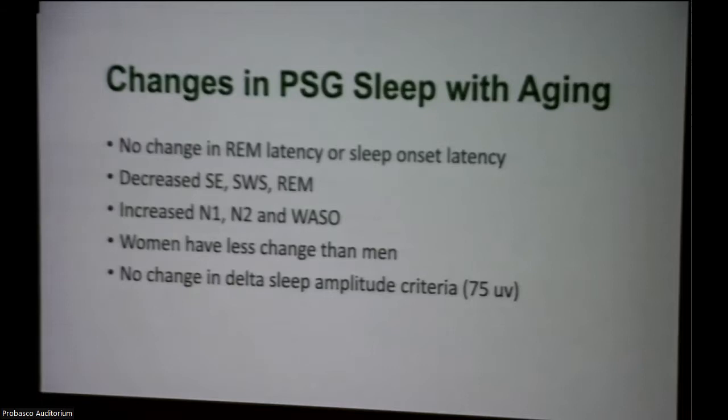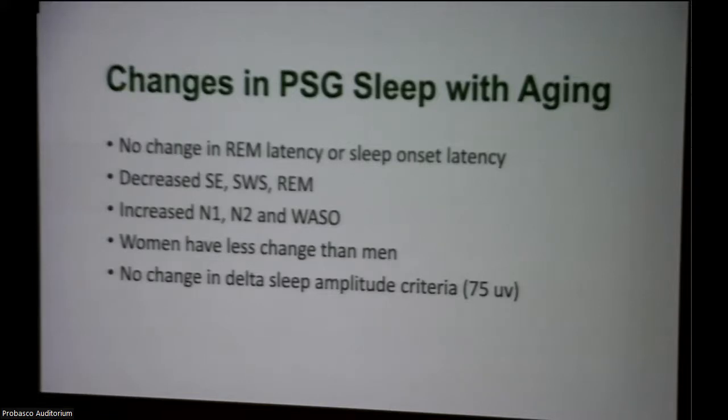As we age, we will see on the PSG that a lot of things stay the same, some change, but REM latency and sleep onset latency do not change. We do see some decrease in sleep efficiency as we age, in slow wave sleep amounts and in REM sleep, and we also therefore see an increase in N1 and N2 sleep. So what we see essentially is that as we get older, our sleep becomes lighter.